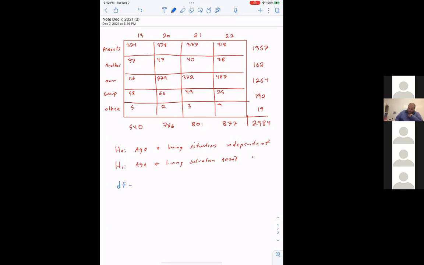How many degrees of freedom are there in this problem? Did I give you that formula yet? If I did, you could know the answer to this. If not, I'll provide it. Did I give you a formula for how many degrees of freedom there are? Yes, you did. It's rows minus 1 times columns minus 1. So what do we have here in this problem? How many degrees of freedom are there? 12. 4 times 3, 12.